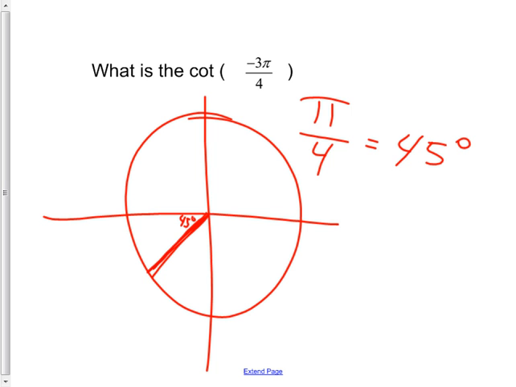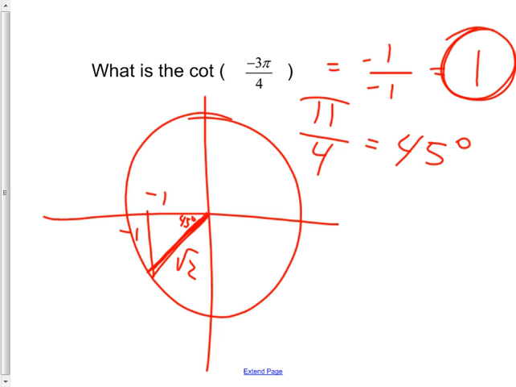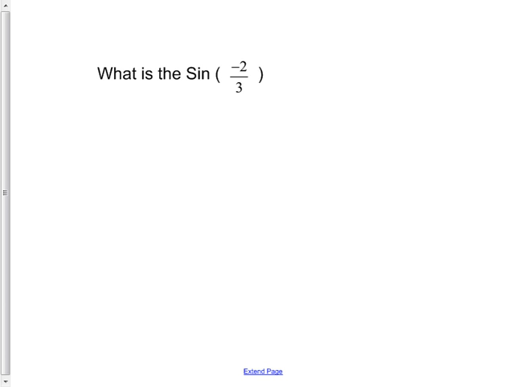All right. So then if that's 45, then this is a 1, 1, square root of 2. Be careful with negatives. Negative, negative. And I want the cotangent of it. Well, first of all, I want to find the tangent of it. Then I'm going to flip it. Tangent of it is opposite over adjacent. -1 over -1. And if I flip it, it's the same thing. -1 over -1, which equals 1. Raise your hand if you had that one right. Good. Okay. Moving on.